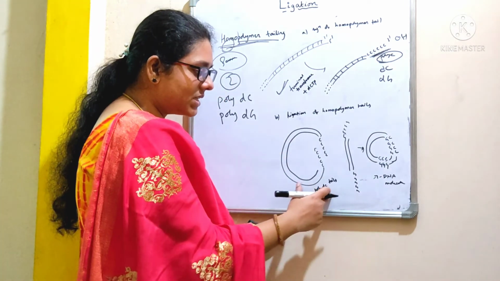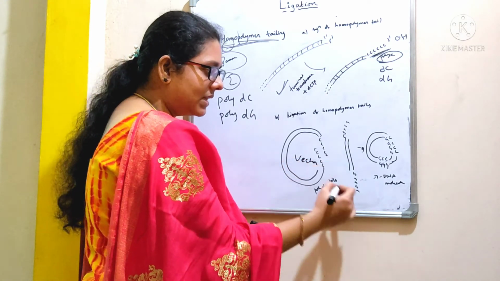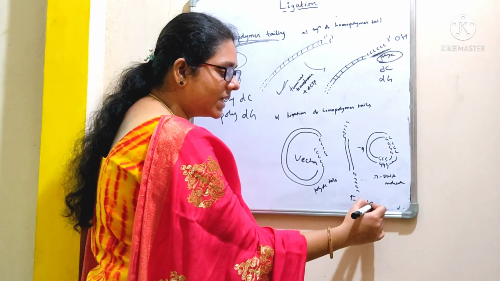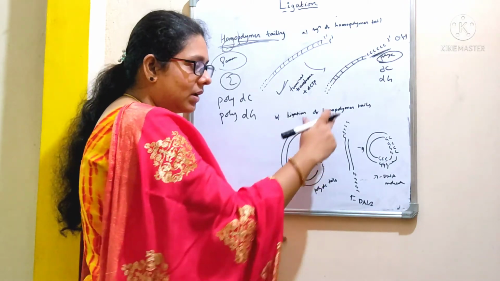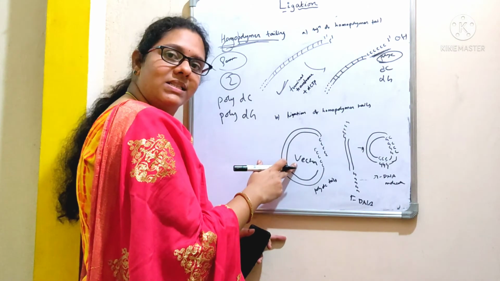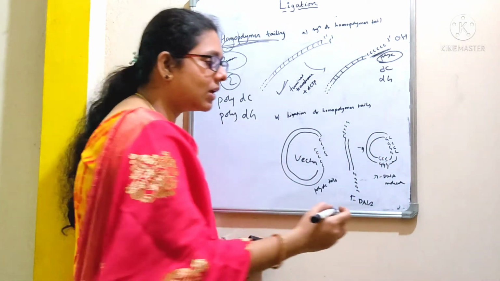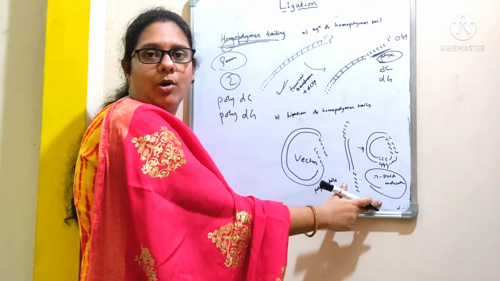So look at the picture. This is the poly dC tail. This is the vector. And this is the foreign DNA which is to be inserted into this vector. So these are tailed with poly dG and the vector is tailed with poly dC. So they both base pair with each other, forming a recombinant DNA molecule.